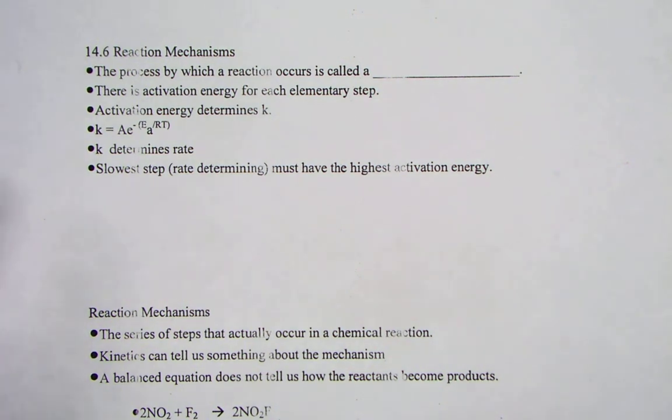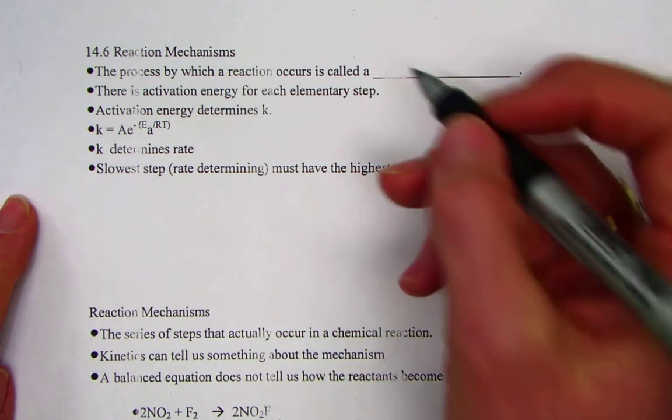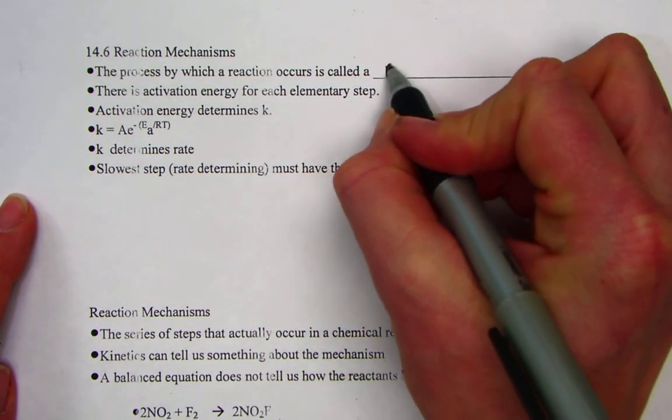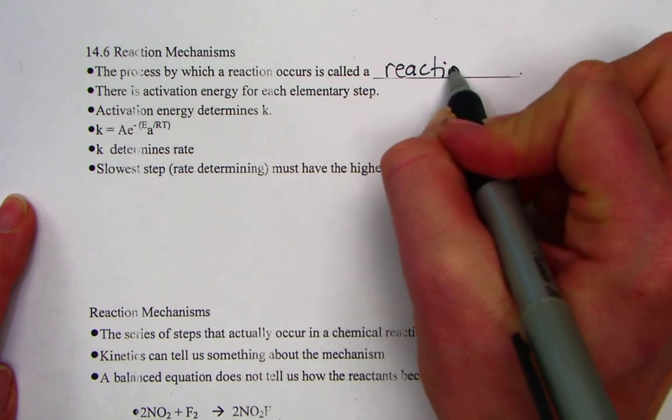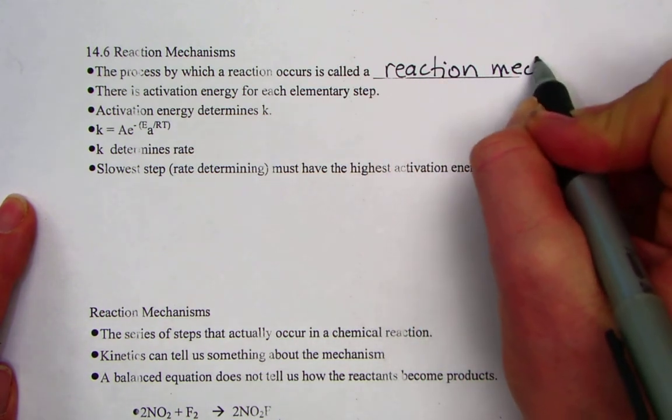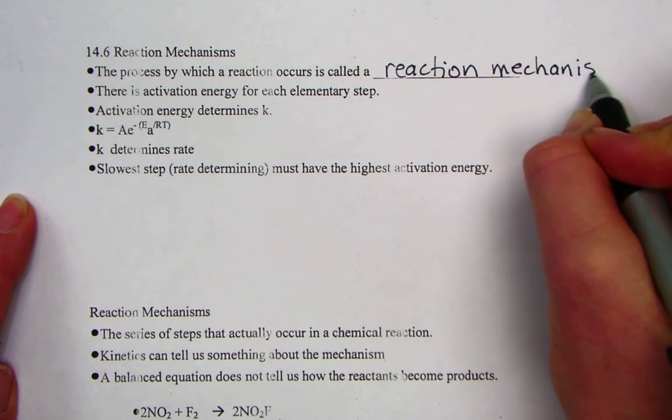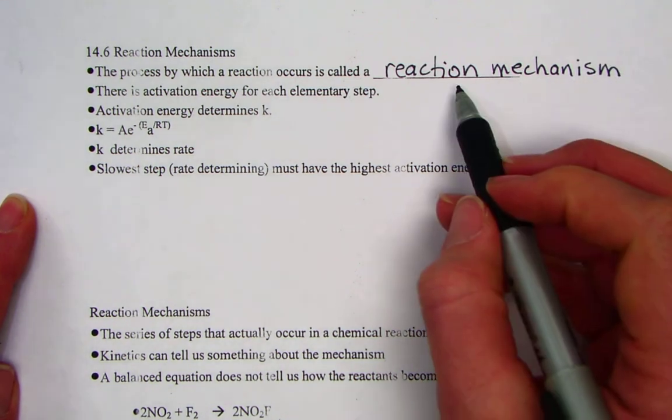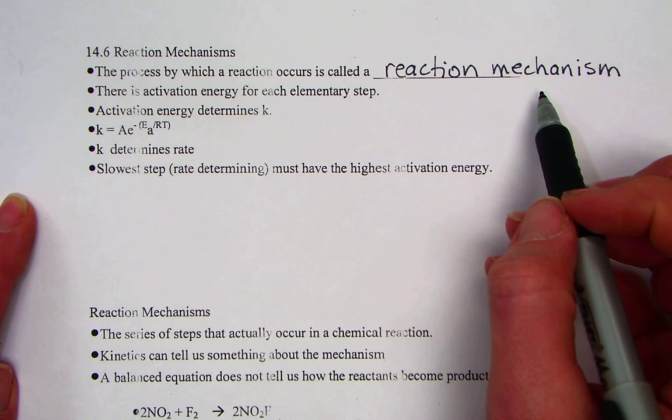The next part of our kinetics chapter deals with reaction mechanisms, looking at a rate law. Rate is equal to k times the concentration of our reactants raised to some order, and using that information to try to develop an understanding of the pathway the reactants took to reach the products. The process by which a reaction occurs is typically called a reaction mechanism, a multi-step process in which reactants collide to turn into a product. A reaction mechanism is a pathway.